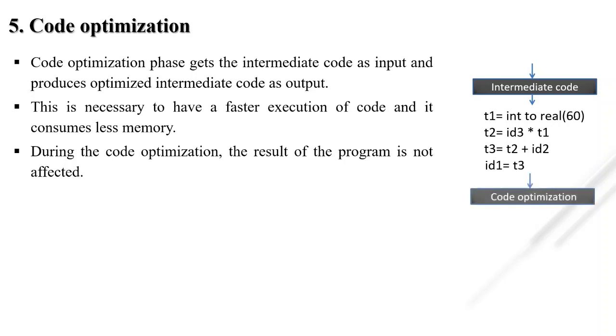So now you see in the right hand side figure, T1 stores id3 into 60 instead of converting integer to real of the number 60. Similarly, id1 stores id2 plus T1. Here we can see that instead of utilizing three temporaries, we only utilize one, and the result of the program is also not affected. Also, memory consumption is less and it will be executed faster compared to non-optimized intermediate code.